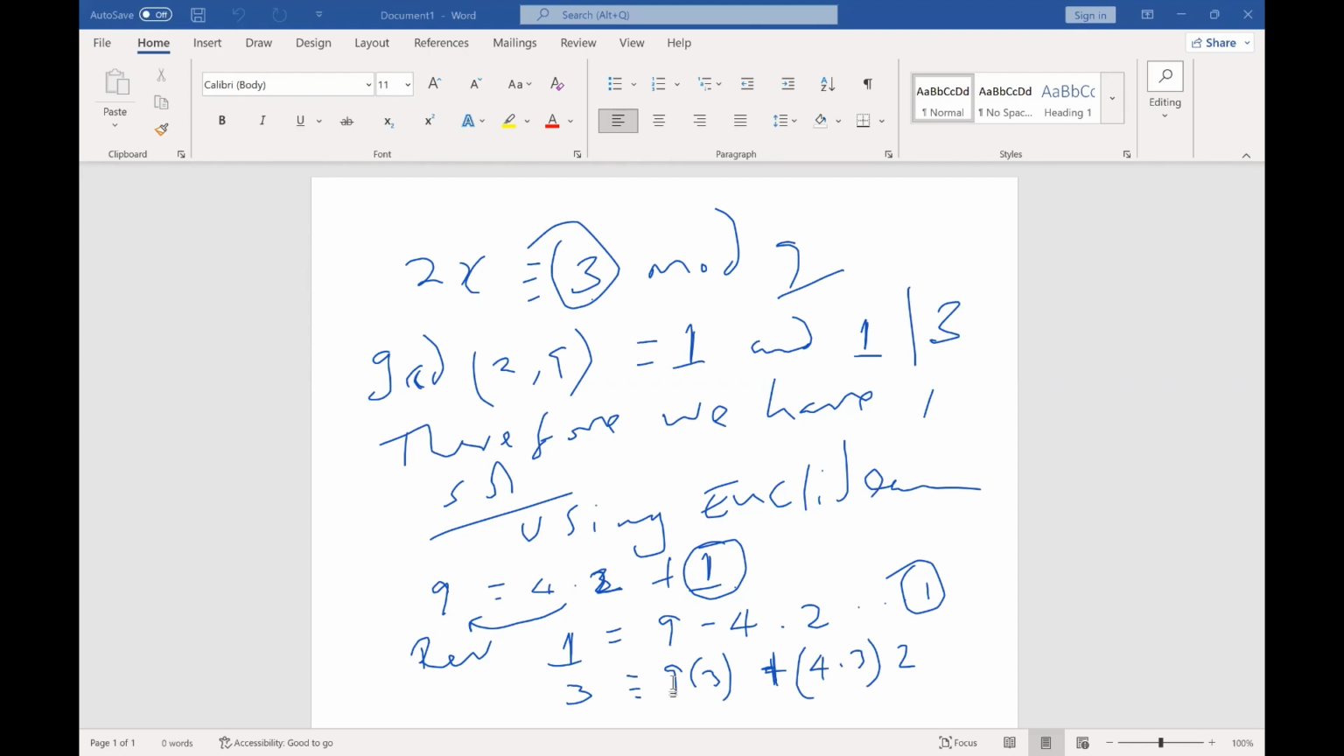Mod 9. What you're interested in is what is multiplied by 2. Just a minute, there's a minus here. There's a minus there. Is that okay? Minus 4 times 3, mod 9. This negative 12 is what is multiplied by 2, and that's what we want. So negative 12 is x, so x is negative 12. But it's negative 12 mod 9.